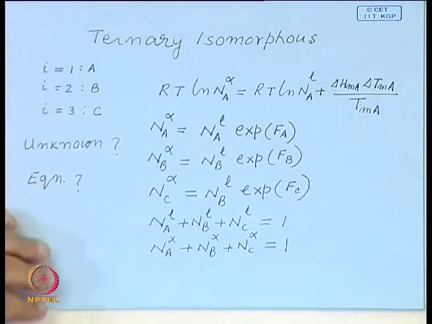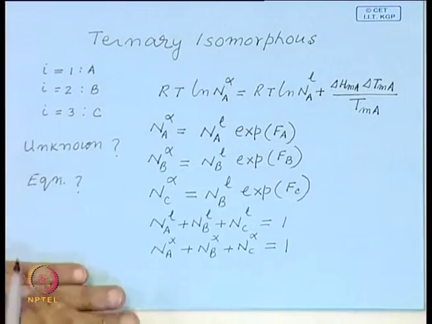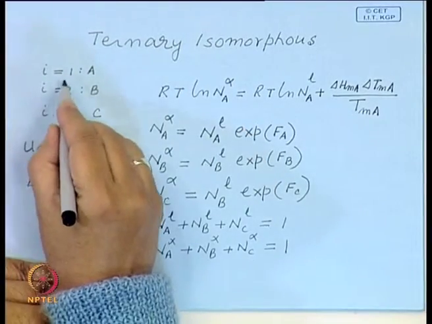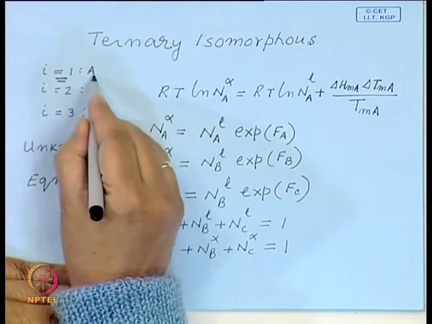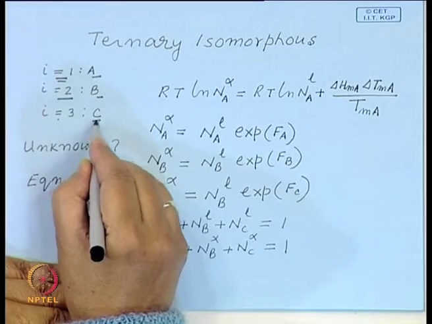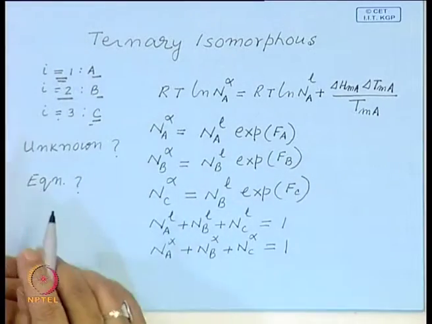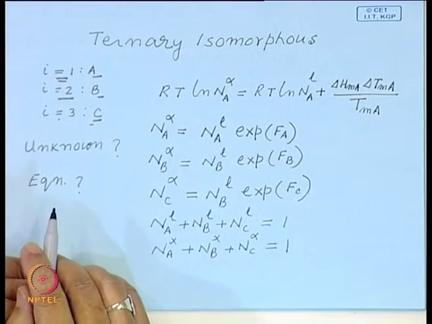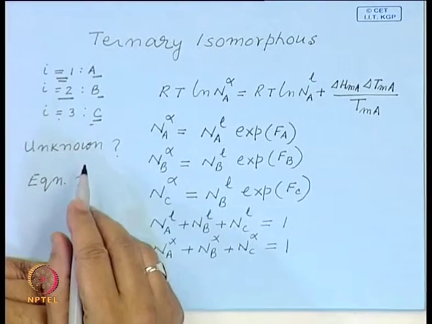Now, an extension of this: suppose we look at a ternary isomorphous system. Say I 1 represents A, I 2 represents B, I 3 represents C. We had done a similar calculation for the binary. Extend the same thing to a ternary system.